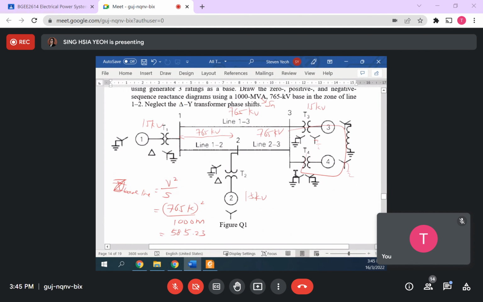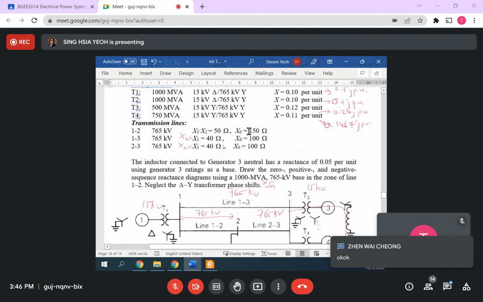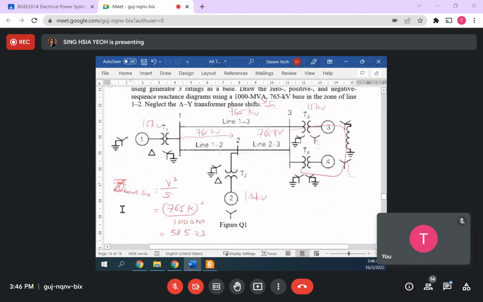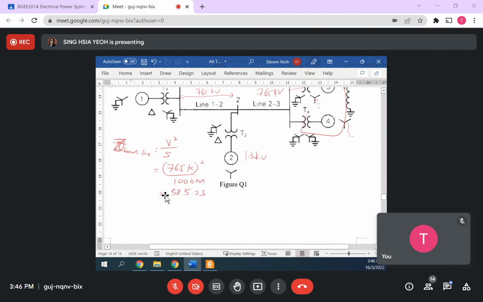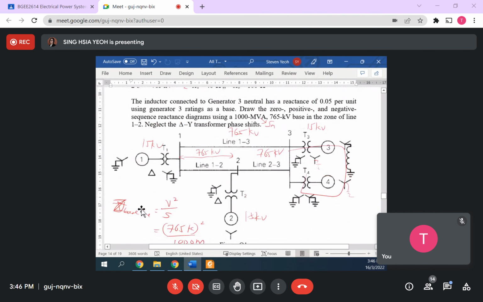If you want to find the impedance, right? Impedance in ohms, actual value. Then you need to find the base value for impedance. So in order to find impedance is actually V squared over S, right? We have R equals V squared over P, something like this. So we have V squared over S, complex power. So that you can find the base value, the Z base for the line.